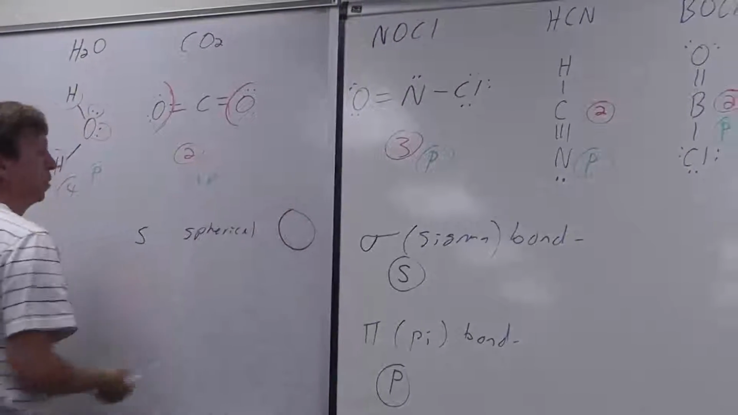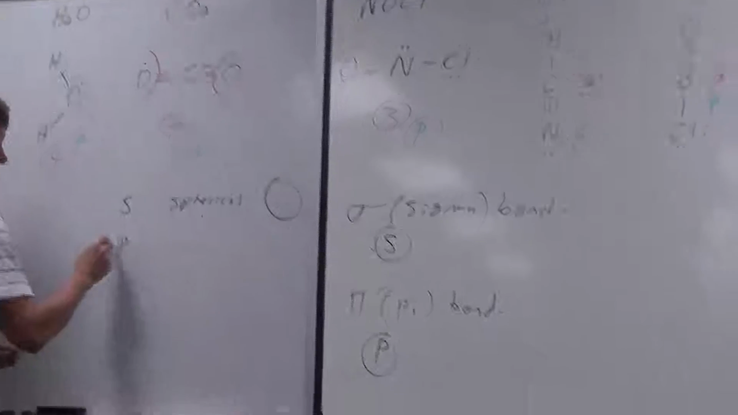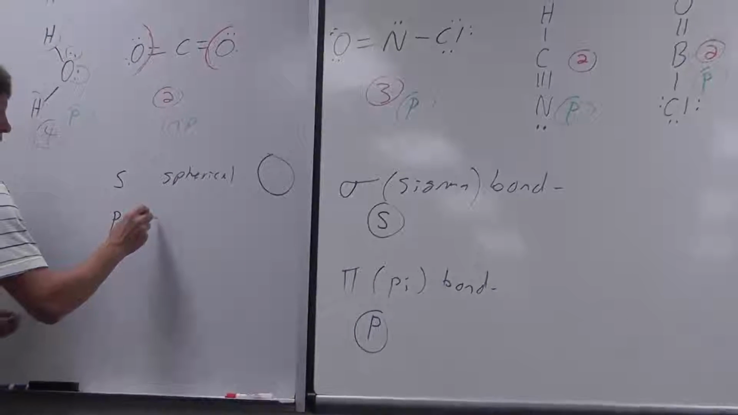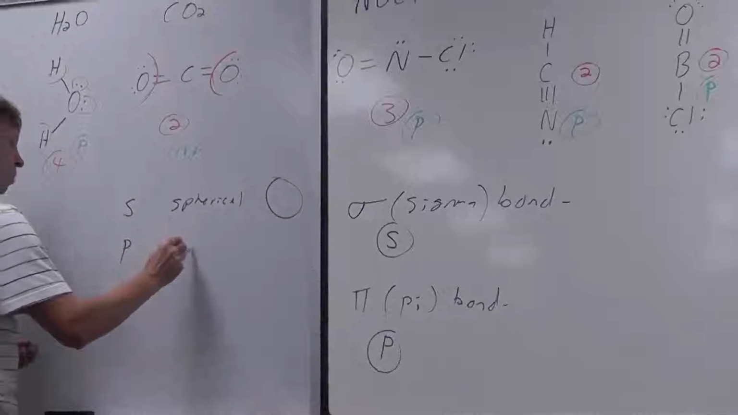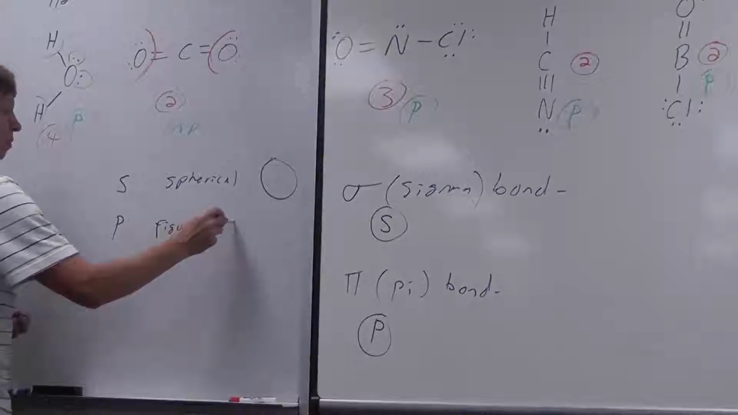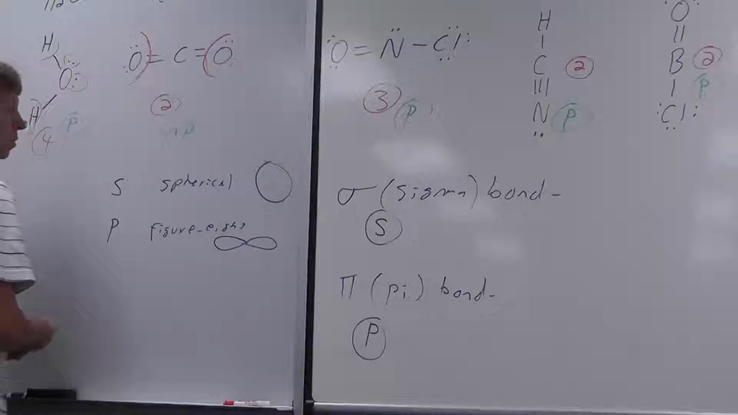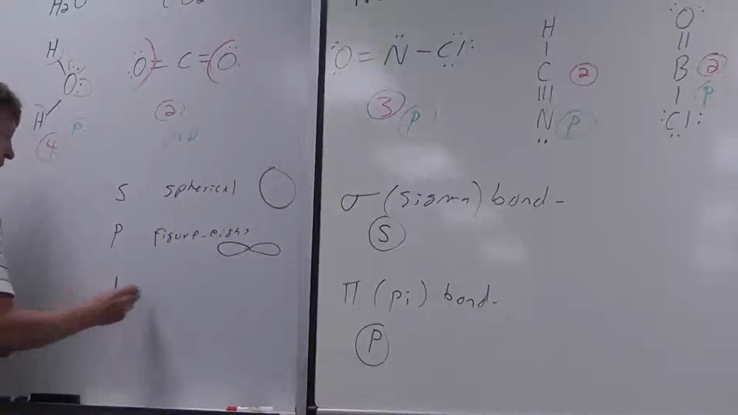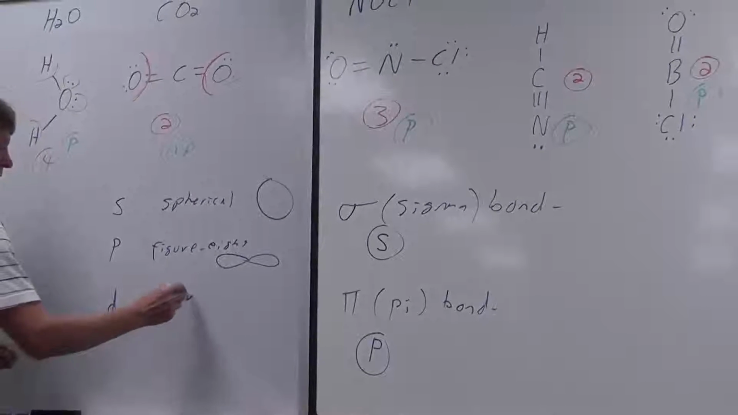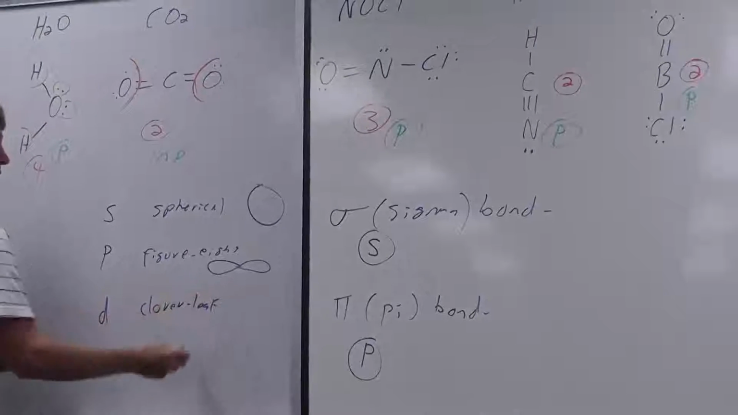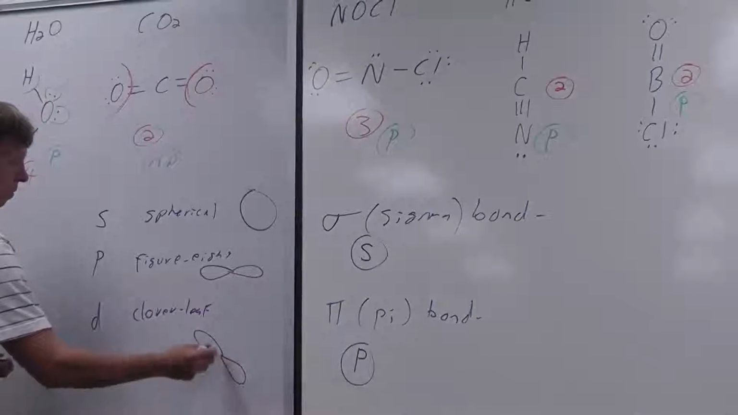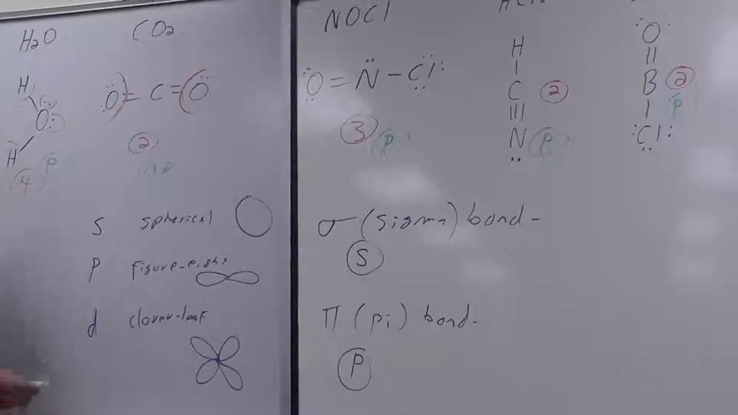So I'll just draw that on the board like this. P orbitals are more of a figure-8 shape, which I'll draw on the board like this. D orbitals are more of a cloverleaf shape, something like this.